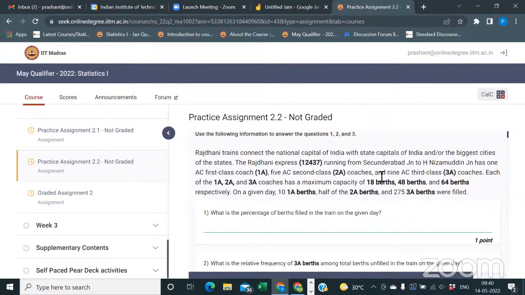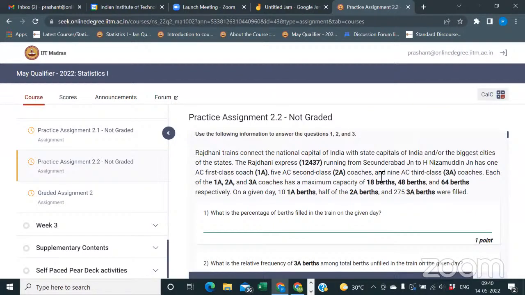Percentage. Okay. See, it is the total number of berths filled upon the total number of berths, divided. So in the question it is asked, what is the percentage of berths filled in the train on the given day? It is asking about the given day. So first you have to find the total number of berths. So how?